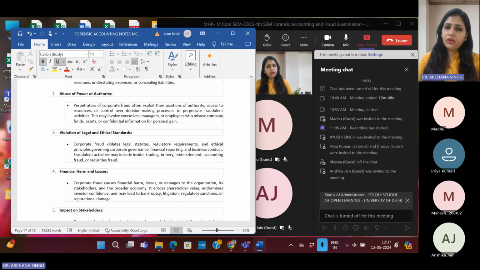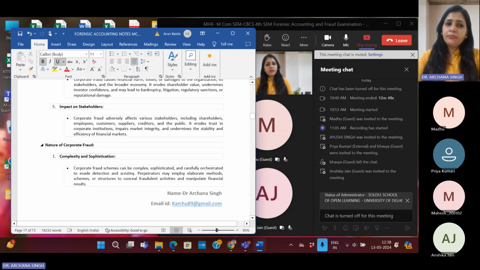Then there may be financial harm or losses. Because of these corporate frauds within an organization, it may lead to losses, damage, and penalties to the organization, to its stakeholders, and to the broader economy. It erodes shareholder value basically, and it undermines investor confidence. They don't have confidence in the company because of these fraudulent activities. It may lead to bankruptcy. Regulatory sanctions may be imposed. Reputational damage may be done. So this may lead to financial harm or losses to the organization and various stakeholders.